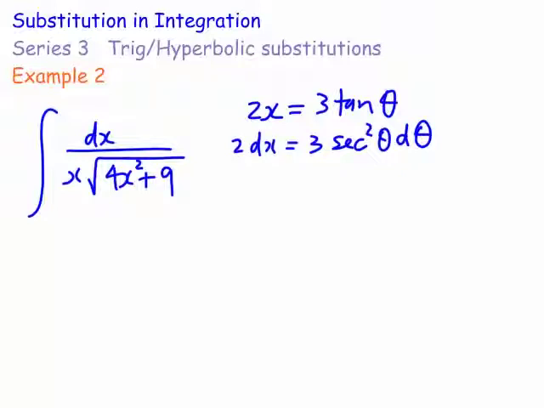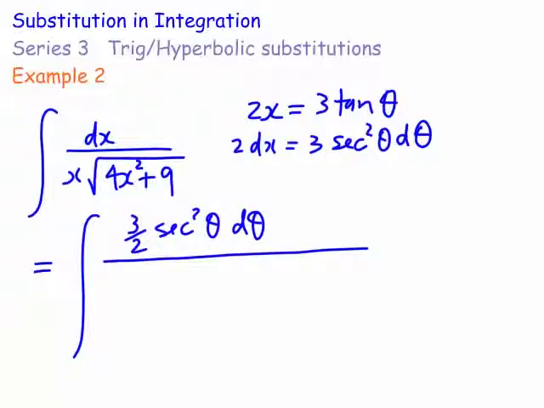So let's actually start substituting it in. So dx would be 3 over 2 sec squared theta d theta. Now, what is x? Well, x you can see here, if you look at the substitution, is just 3 on 2 tan theta.